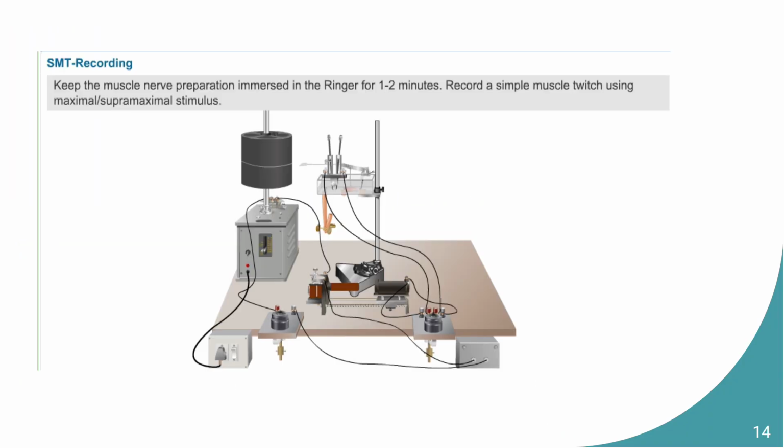Now how this experiment is actually done: initially we will dip the nerve muscle preparation in the ringer solution, which is at normal temperature. We will immerse it for 1 to 2 minutes, and we will initially record the simple muscle twitch.